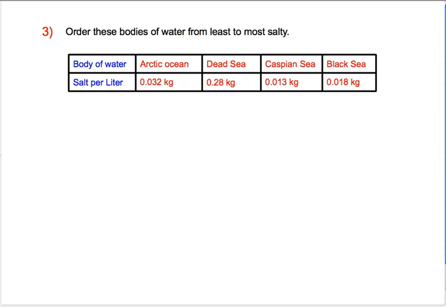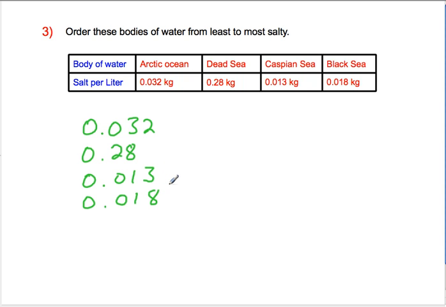Okay, this is a chart that shows the amount of salt per liter in these different bodies of water, and we want to order these from least salty to most salty. So once again, I'm going to line up these decimals. So we have 0.032, 0.28, 0.013, and 0.018. We have this empty spot here, so let's put a 0 there. And now we'll compare them.